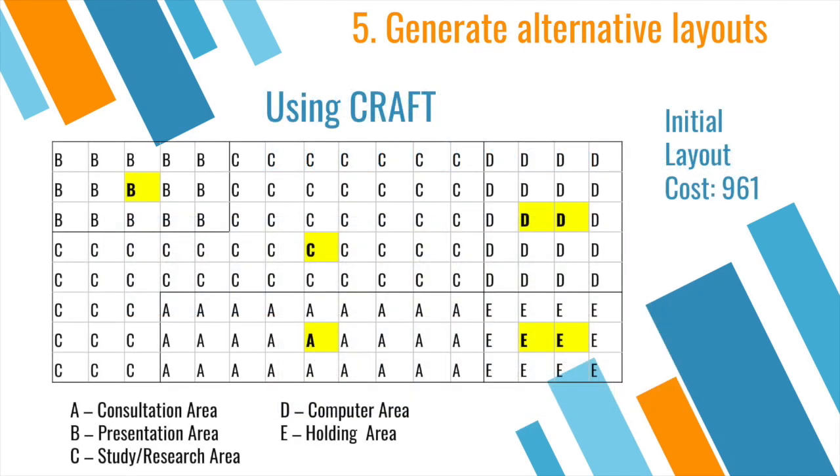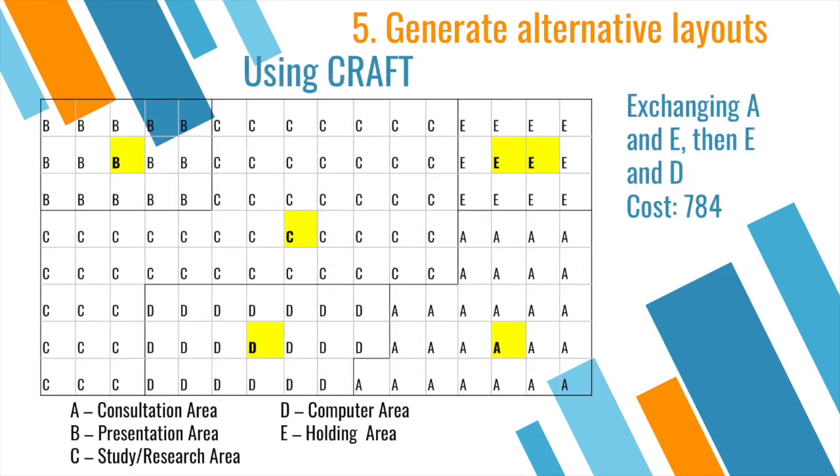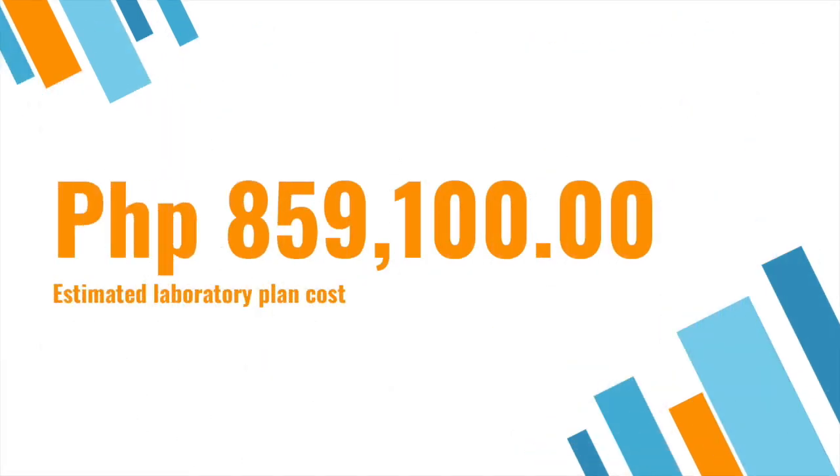To improve our initial layout and minimize the total layout cost, we utilized the graph method. And the alternative with the lowest layout cost was chosen. After researching on the equipment needed for the laboratory, the cost estimates were summarized to generate a total laboratory facility cost of more than 859,000 pesos.